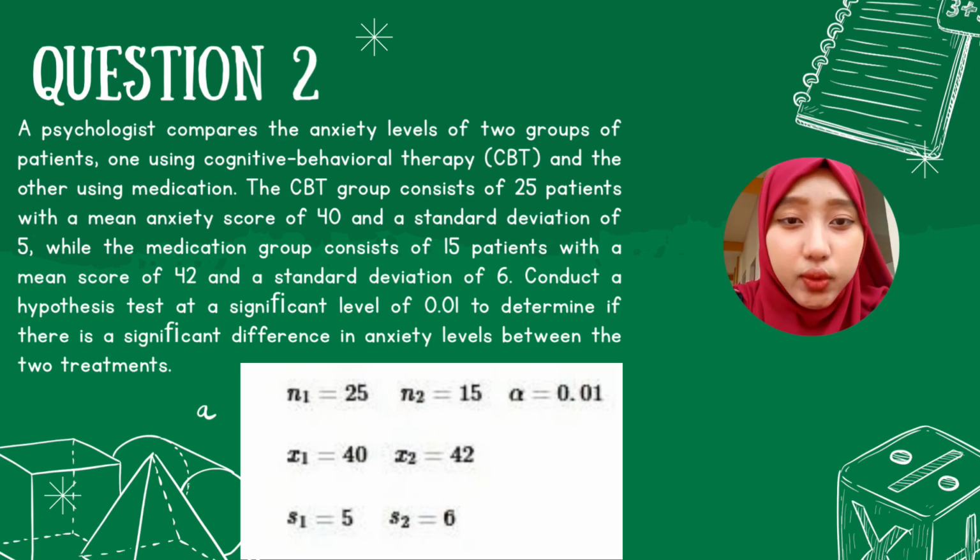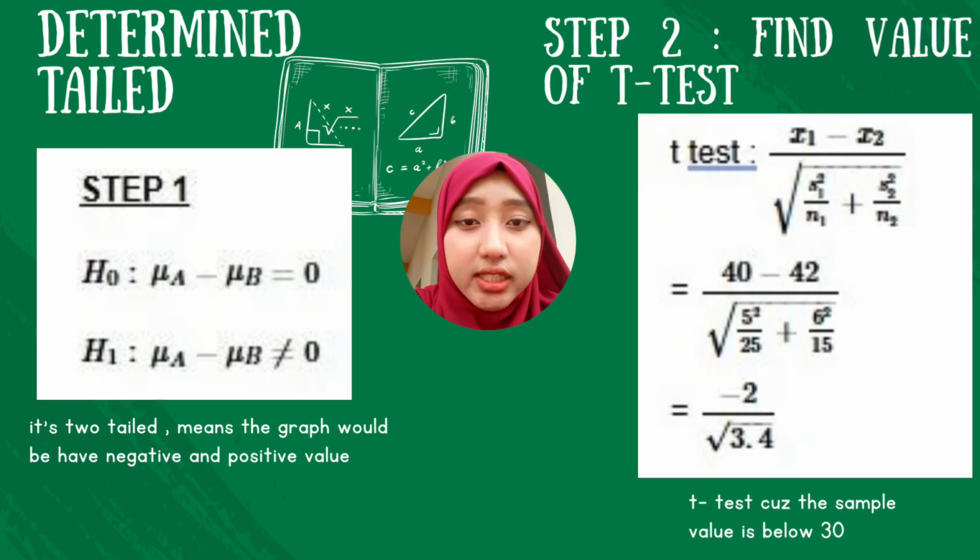For question 2, based on the sentence and the question, we should find two samples, two standard deviations, and two means with one alpha. So here are the answers for sample 1, sample 2, standard deviation 1, standard deviation 2, mean 1, mean 2, and alpha. For step 1, we should determine the tail, whether it is two tail or one tail. For this question, we have two tail based on the question, which means the graph will have negative and positive values.